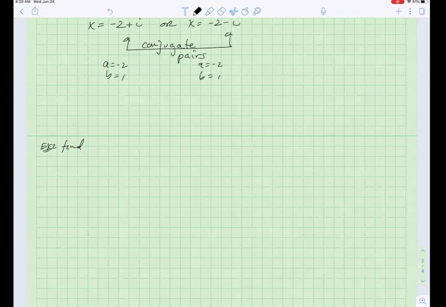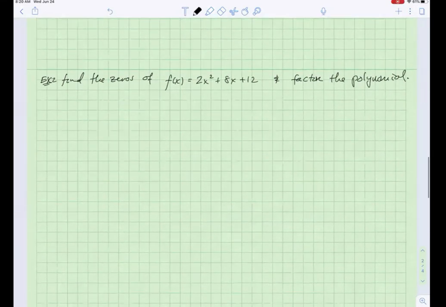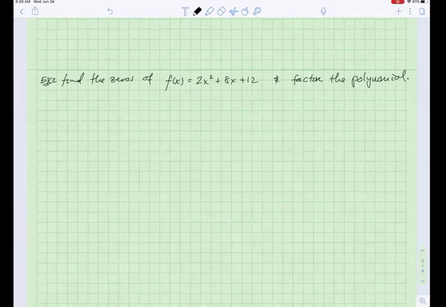Example 2, find the zeros of f of x equals 2x squared plus 8x plus 12 and factor the polynomial. We'll use the factor theorem here on the back end of this. But to get this started, let's see.